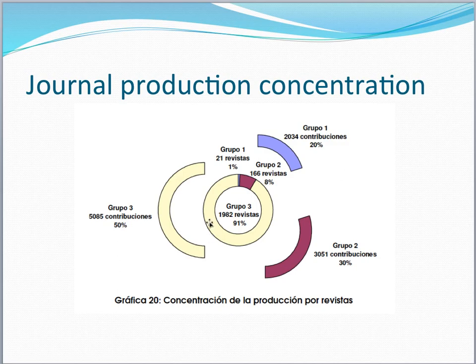If we see group 3, in group 3 we had 91% of all the journals, or 1982 journals, and 91% of all the journals, group 3, accounted for 50% of all the publications. So you can see how the concentration was in group 1 and group 2. 9% account for 50%, and the other 91% accounted for the other 50%.